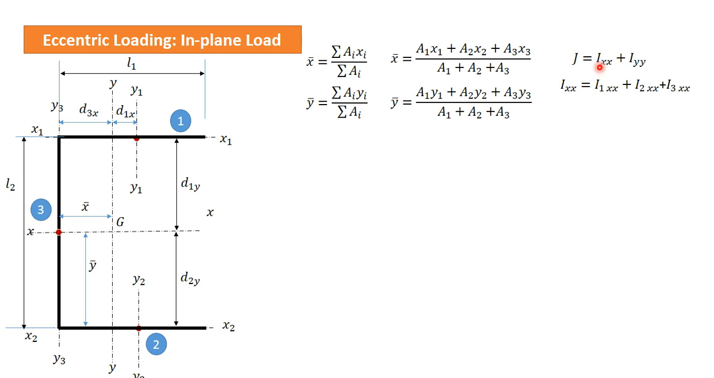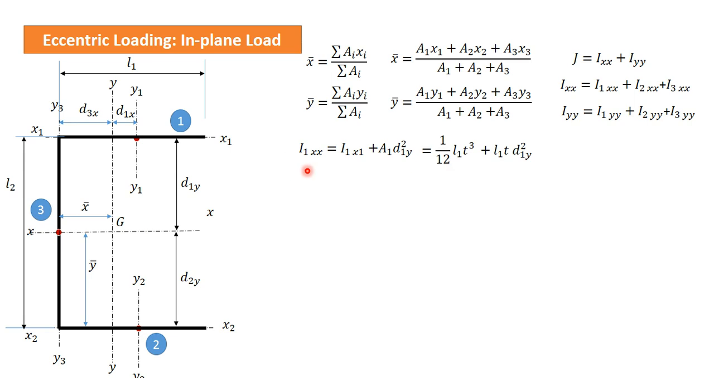Ixx is given by I1xx plus I2xx plus I3xx, where I1xx is the second moment of area of section 1 about the xx axis, I2xx is the second moment of area of section number 2 about xx, and I3xx is the second moment of area of section number 3 about this axis xx. Similarly for yy, now we can find the values of I1xx, I2xx and I3xx.